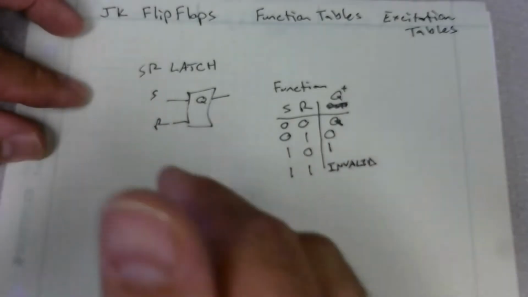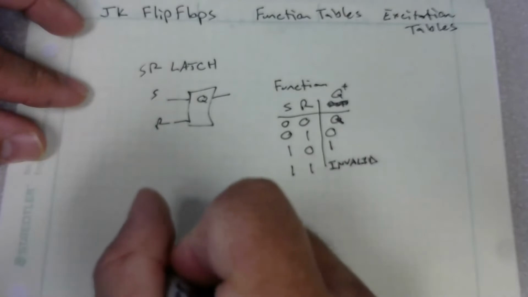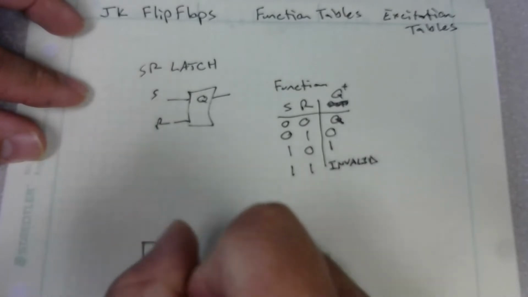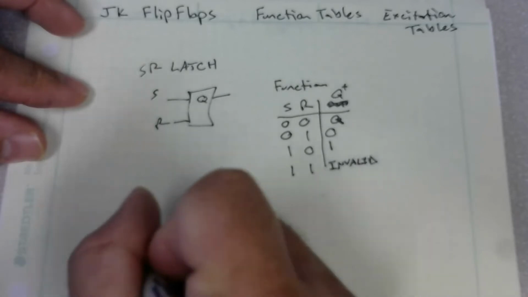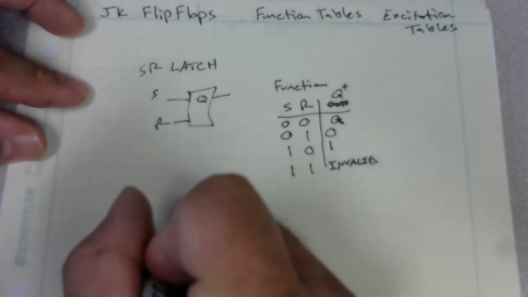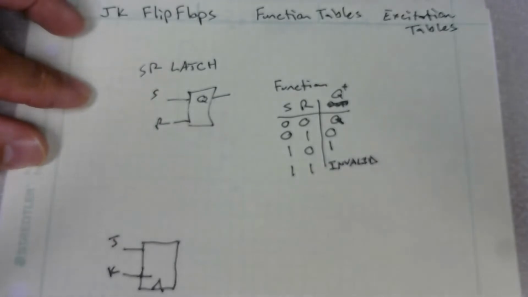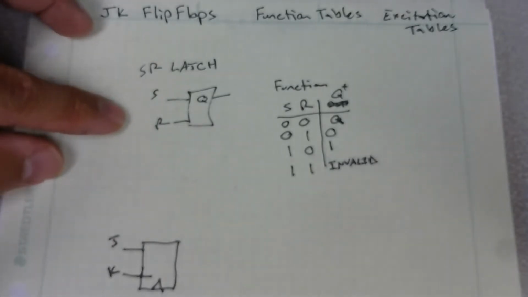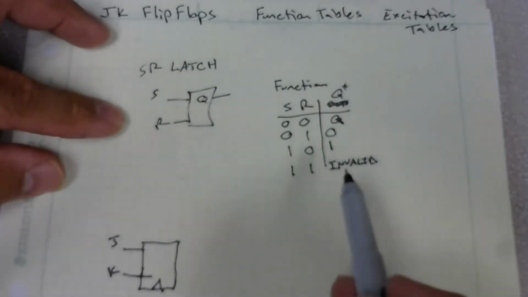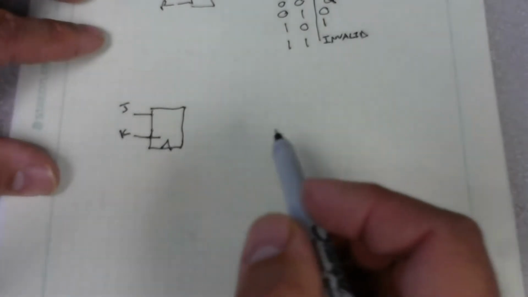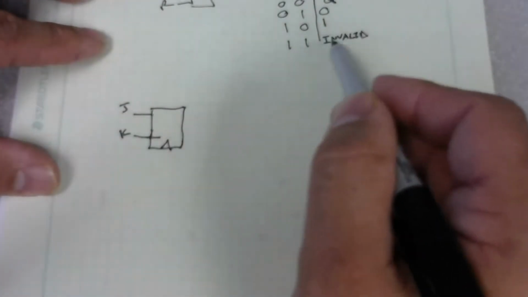Now, there's two improvements for the JK flip-flop. One is it's a flip-flop, so it's edge triggered. It has a clock on it. But the J and the K, the J kind of is synonymous with the S, and the K is synonymous with the R. But the JK flip-flop does not have that invalid input anymore. It now has the ability to deal with that 1, 1.